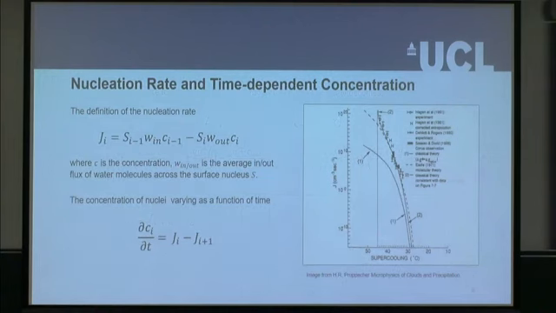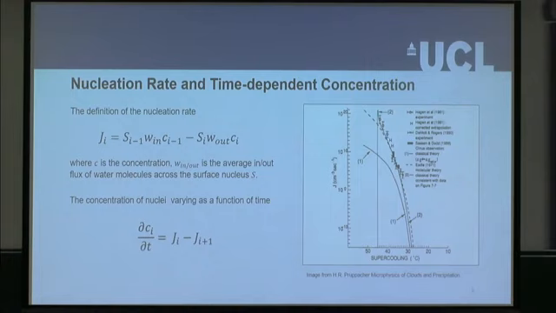Another important quantity we would like to introduce is the nucleation rate. Nucleation rate is a quantity that measures the amount of nuclei with I water molecules in them that are produced per unit volume each second, and this definition is given by assuming the ice nuclei can only grow or melt one water molecule at a time.